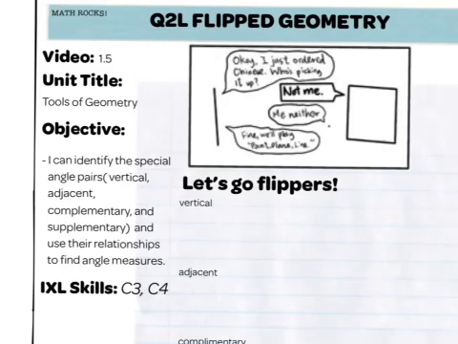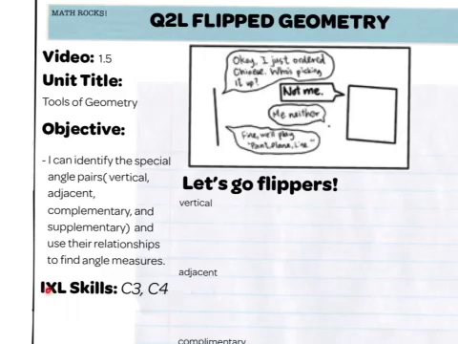Our objectives today are: I can identify the special angle pairs, vertical angles, adjacent angles, complementary and supplementary, and use their relationships to find angle measures. IXL skills of importance today are going to be C3, C4. So after this video, you should be able to try those skills. All right, let's get to it.